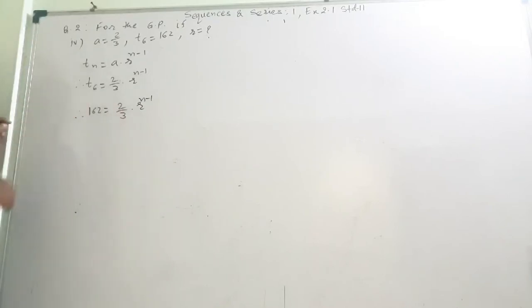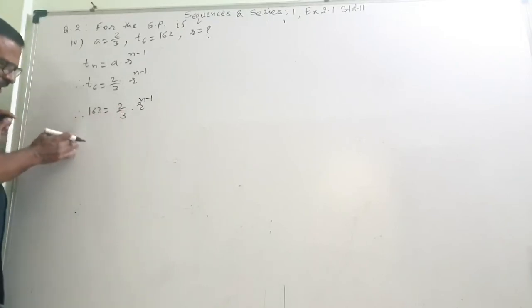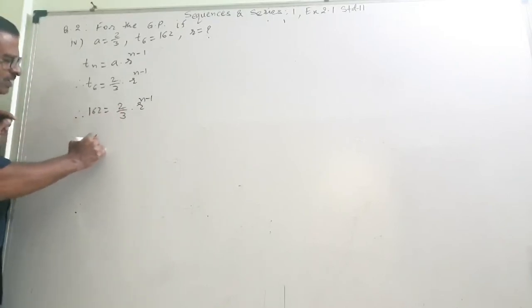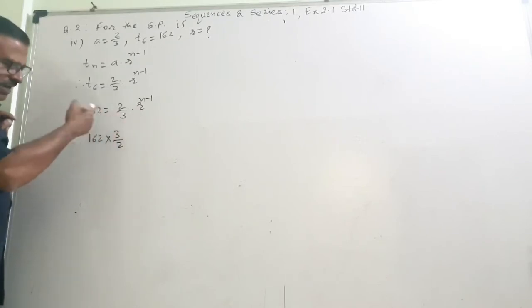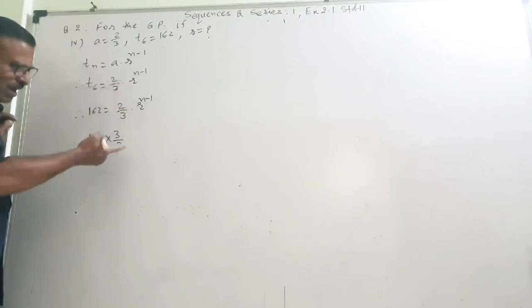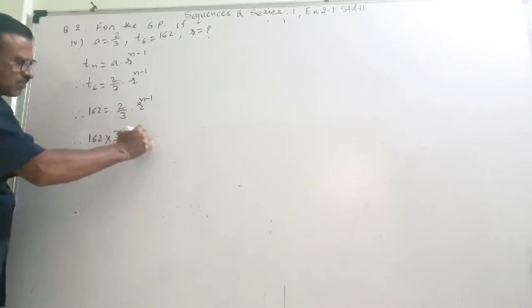This dot means into. Now bring this 2 upon 3 here. It will become therefore 162 into 3 upon 2. This divided becomes into, this into will become upon. Is equal to R raised to n minus 1.